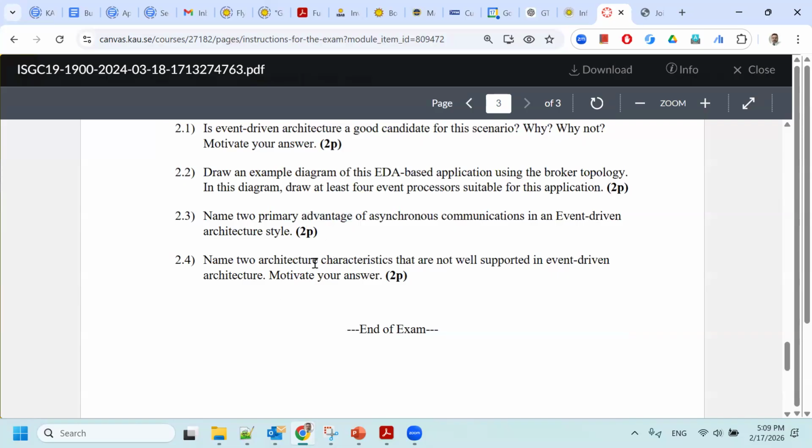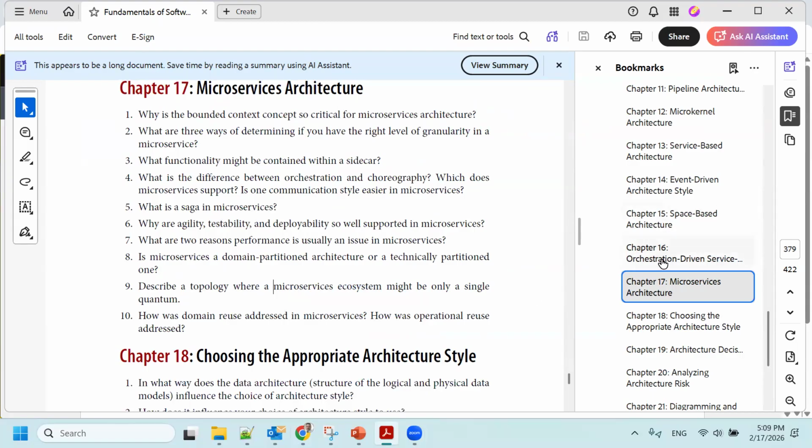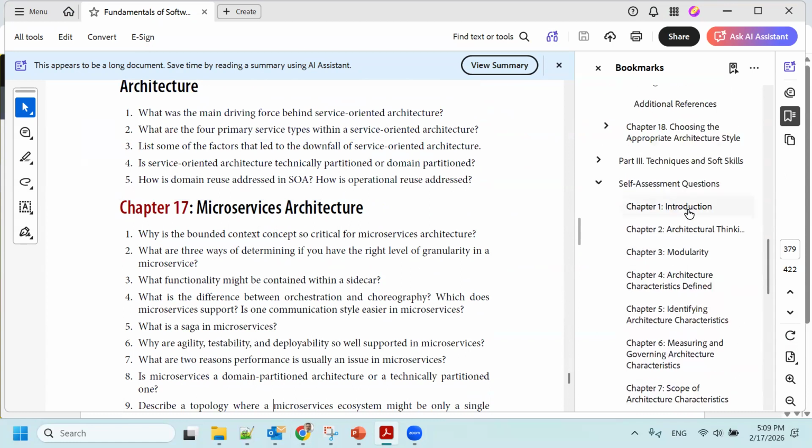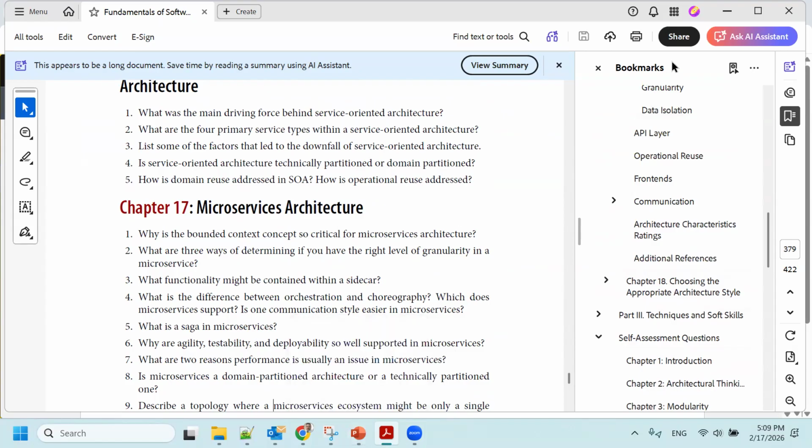What are the characteristics not well supported by event-driven architecture? Same thing. You need to check this page that we have, where we discuss those characteristics. So yeah, it will be a little bit of work, but not too much. I hope so.